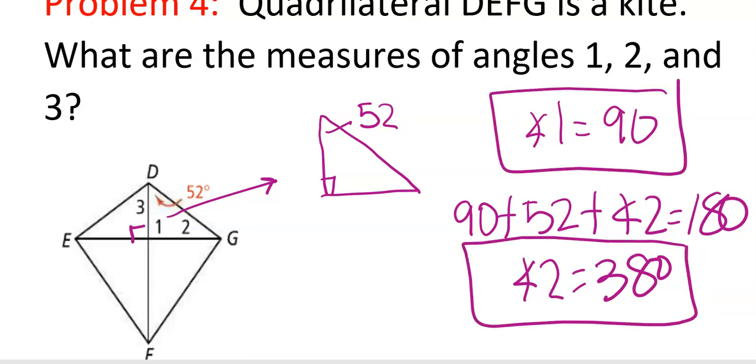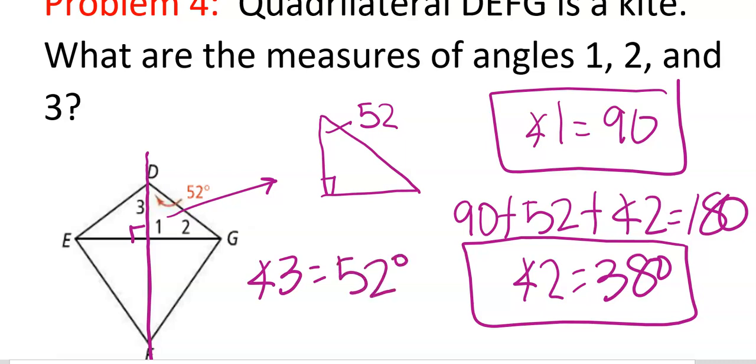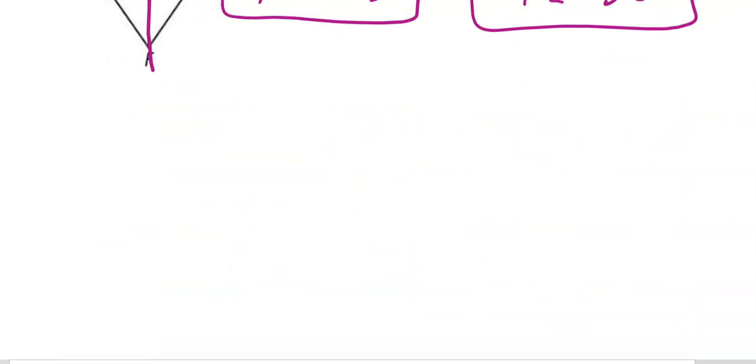How about 3? What do you think 3 is? 52. It splits it into 2 triangles like this, top and bottom, that are the same. It also splits it into 2 triangles, right and left, that are the same. So angle 3 is going to also be 52. So you don't necessarily have to find every angle, but they are going to have some similar triangles in there that are the same. And then we have one more.